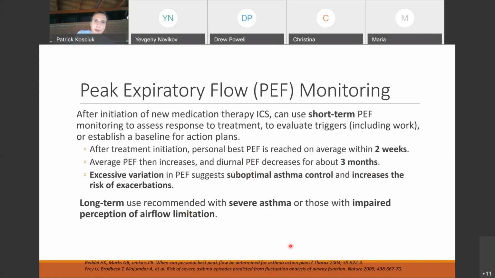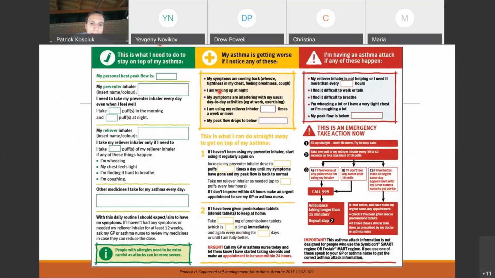So who should get one if they've already been on asthma therapy for a while? People that have severe asthma, so frequent exacerbators. It's really important, because you need to create an asthma action plan for these patients. Here's an example of one. You have a green, a yellow, and a red zone. Here is where they document that first best peak flow, and so they can monitor and determine what to do when their peak flow decreases. You have a very well-defined structure of what to do.